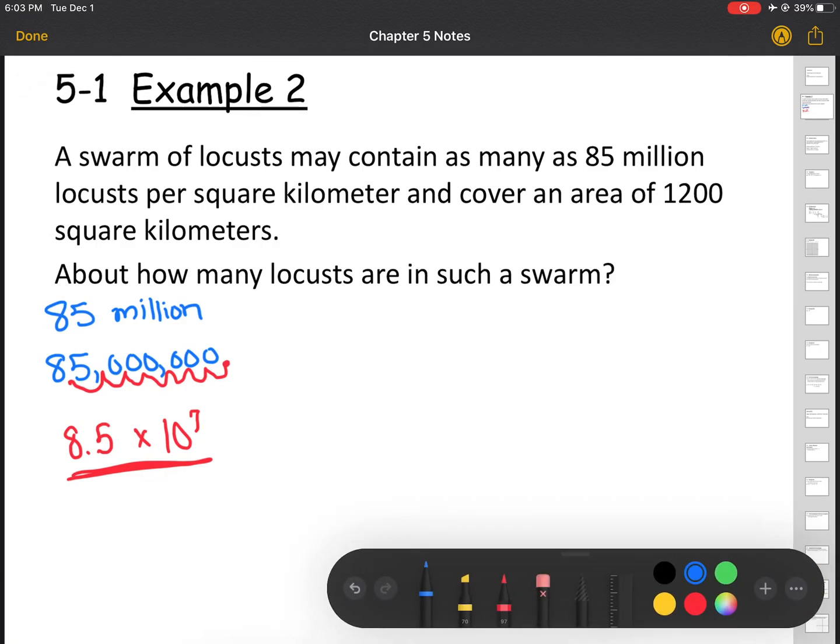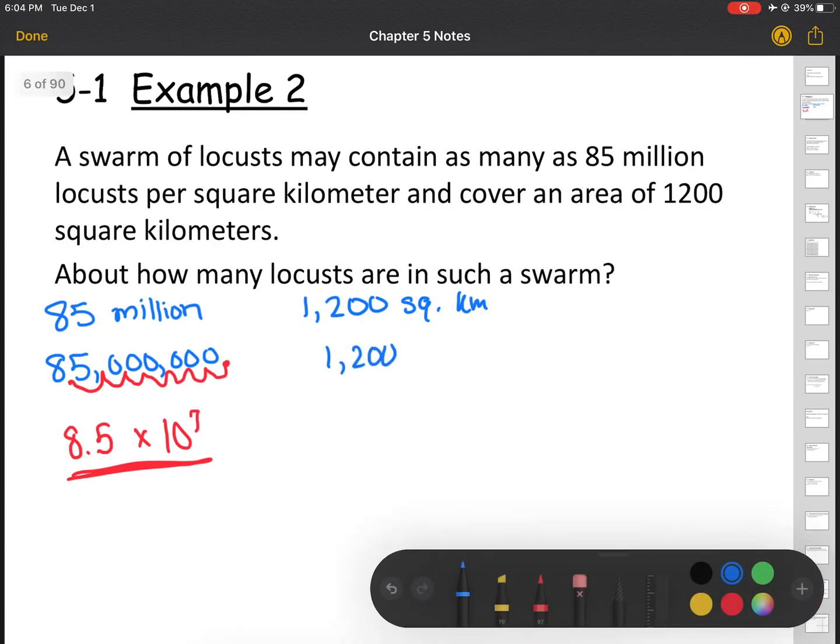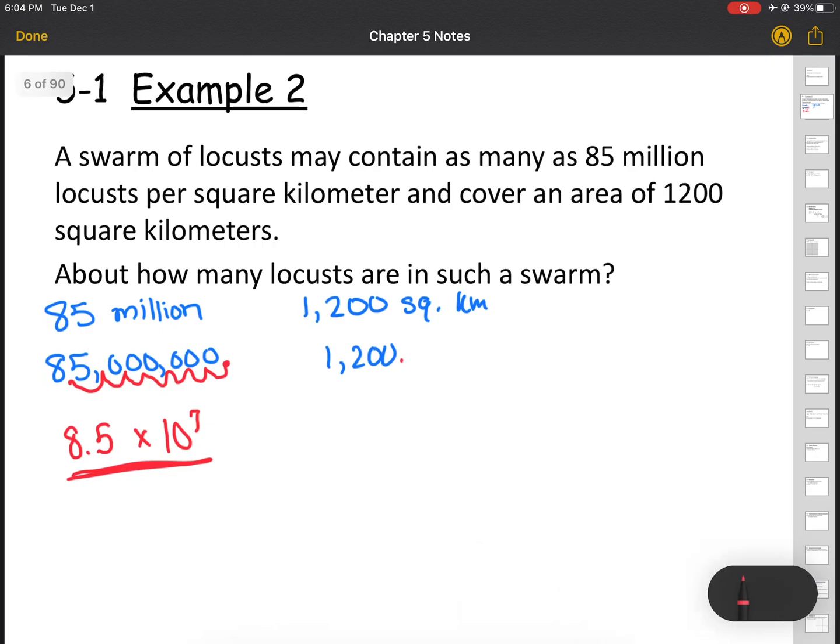Now I need to put the area, 1,200 square kilometers, in scientific notation. Since it's a big number, I'm going to put my decimal point on the end and move it 1, 2, 3. So 1.2 times 10 to the third, with the decimal in between the 1 and the 2 because of the first two non-zero digits. So I got 8.5 times 10 to the 7th and 1.2 times 10 to the third.